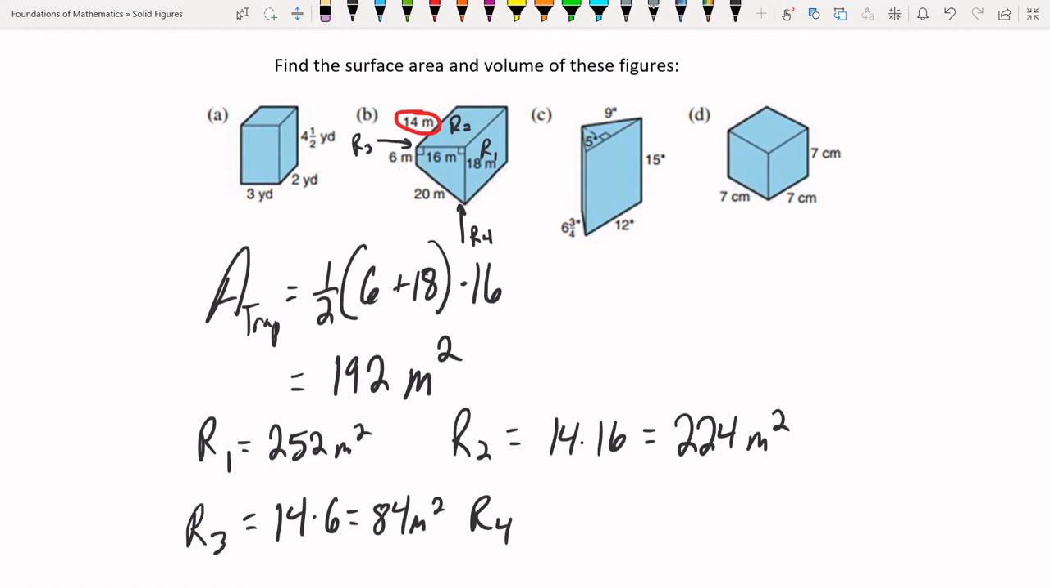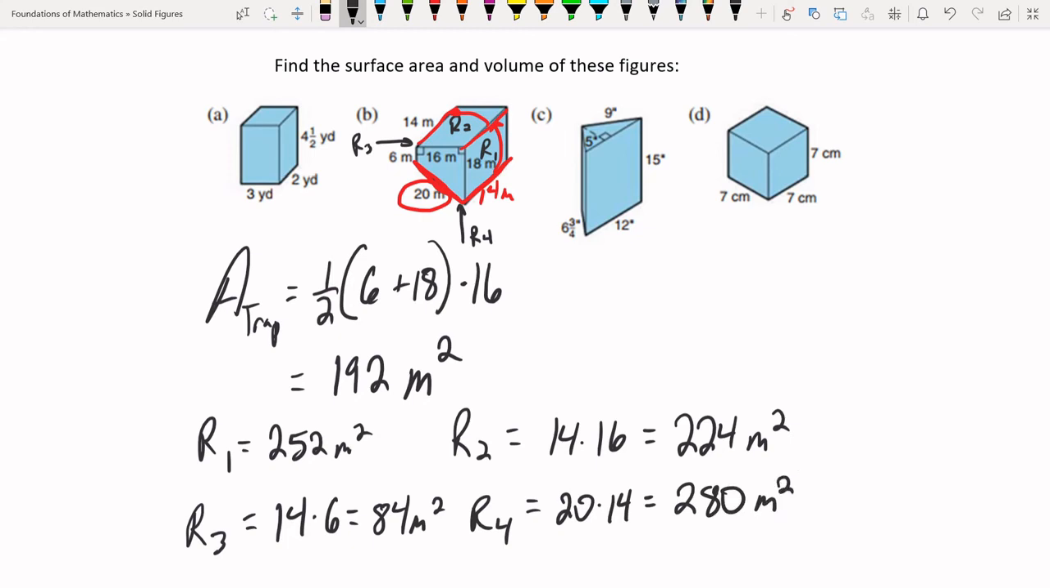Finally, rectangle 4, which is on the bottom there. Rectangle 3 was this one. Rectangle 4 has a 20-meter side. And we're looking at this length here, right? That's the other side length. But this side length is the same thing as this one, which is the same thing as this one. And that is 14 meters long. So rectangle 4 is 20 times 14, which is 280 meters squared.